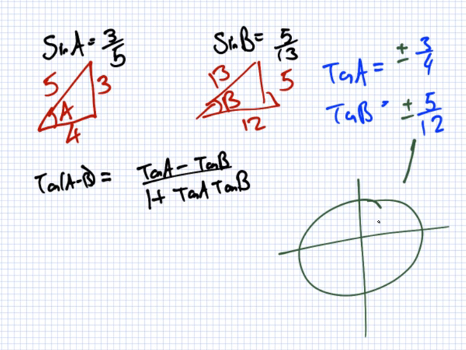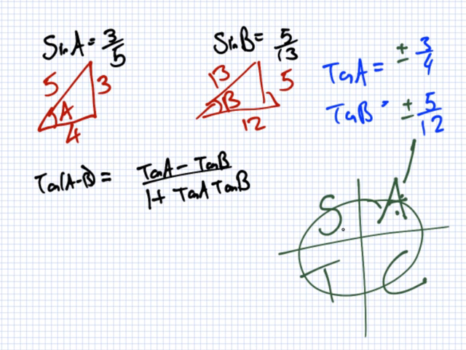Now, I'm sure you know this from school, middle school again. This quadrant diagram: All Students Take Coffee. All of them are positive here.